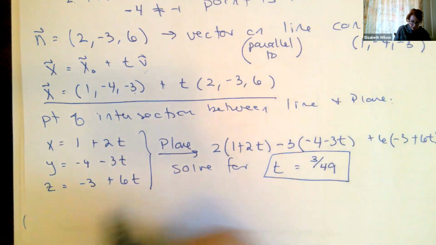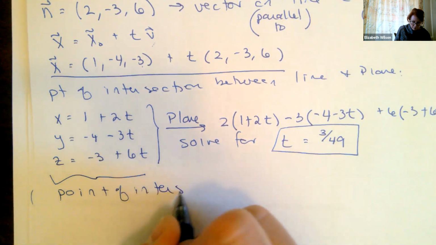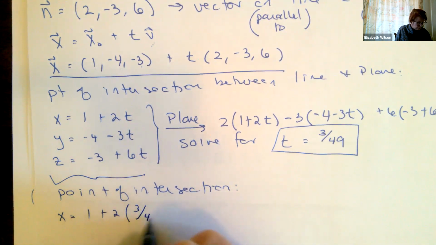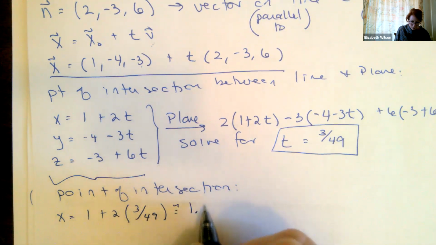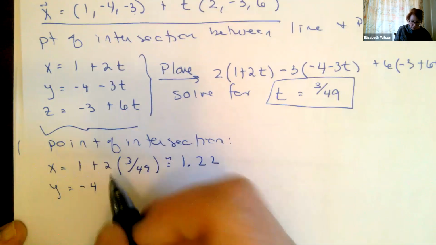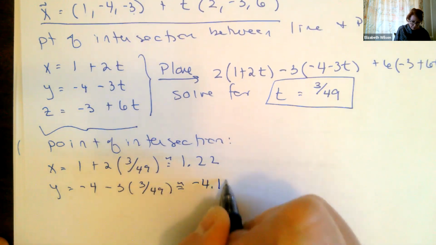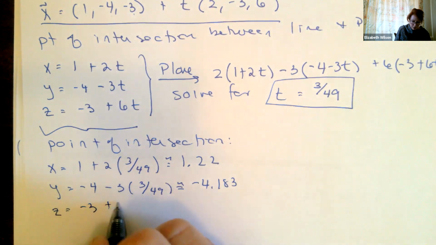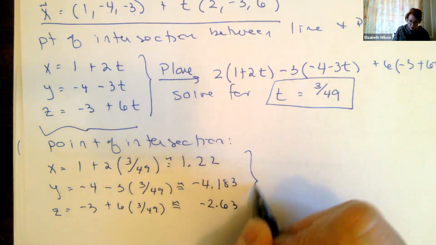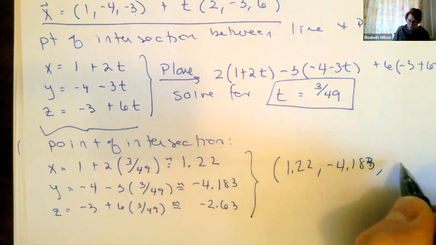Now I'm going to plug that t in to find the point of intersection. x equals 1 plus 2 times 3/49, which converted to a decimal is 1.22. y equals -4 minus 3 times 3/49, which is approximately -4.183. And z is -3 plus 6 times 3/49, which is approximately -2.63. So my point of intersection is (1.22, -4.183, -2.63).